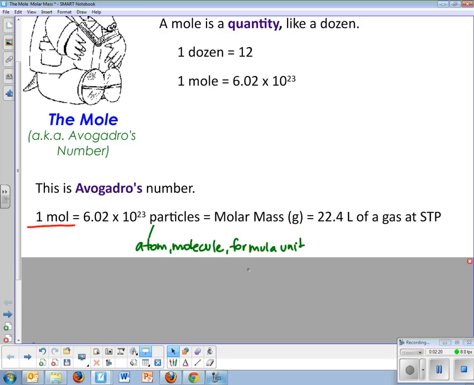We'll talk more about these in the next video. It also equals the molar mass, which is what we're going to calculate next. So it's the number of grams in 1 mole. I'll get to that in a second. And it also equals 22.4 liters of a gas at STP. STP stands for standard temperature and pressure. We're going to talk more about what those values are and why we care about them later. For now, just know that 22.4 liters of gas works at only this temperature and this pressure. Temperature, if you're curious, is 0 Celsius and the pressure is 1 atmosphere.